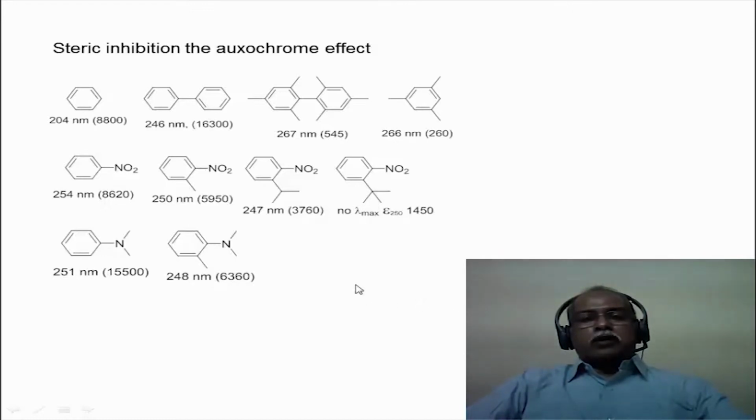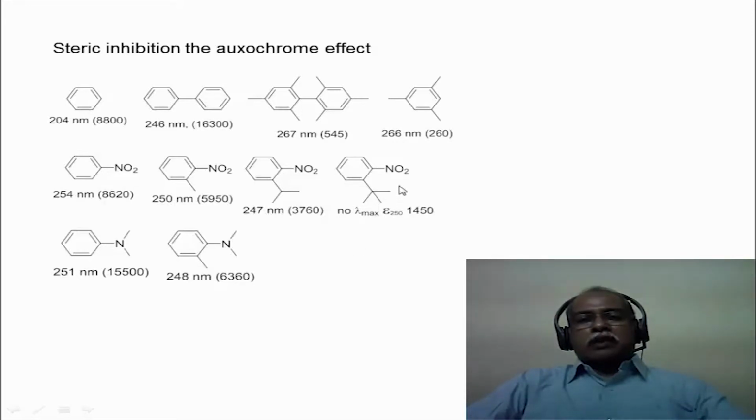Now, when you have an isopropyl group, that is an even bulkier group which puts the NO2 out of plane with respect to the aromatic ring. The auxochrome effect will be felt only if the NO2 is in plane with the aromatic system for the electron withdrawing effect to take place. If the nitro functional group is orthogonal, or the dihedral angle between the nitro group and the plane of the benzene ring is different, then the effect will not be felt. In fact, the effect is diminished, 250 to 247 nanometers.